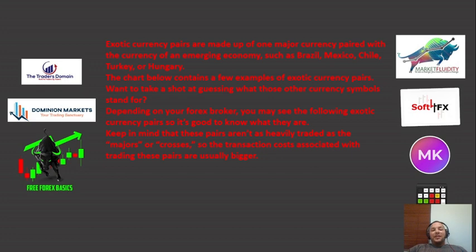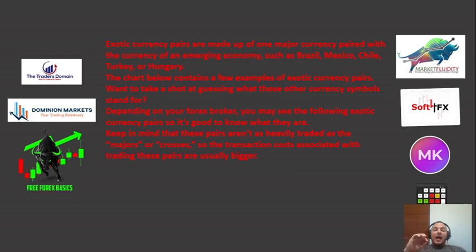So, exotic currency pairs. Exotic currency pairs are made up of one major currency with the currency of an emerging market, such as Brazil, Mexico, Chile, Turkey, Hungary, or South Africa. The chart below contains a few examples of currency pairs, which will be in the next slide. Want to take a shot at guessing what those currency symbols stand for? Depending on your Forex broker, you may see the following exotic currency pairs, so it's good to know what they are. Keep in mind that these pairs aren't as heavily traded as the majors or crosses, so the transaction costs associated with trading these pairs are usually bigger.